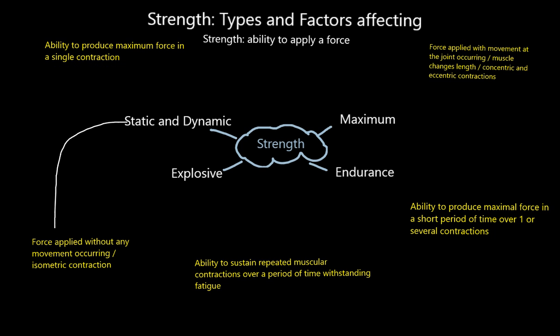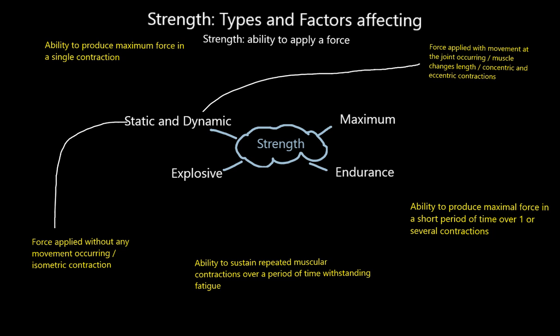So obviously then, dynamic strength must be strength whilst moving. What we're looking for there are the different ways that we can move and shorten or make joints move. Force applied with movement at the joint occurring, or the muscle changes length, and it's either a concentric or an eccentric contraction.